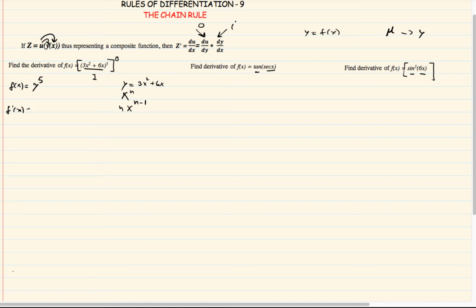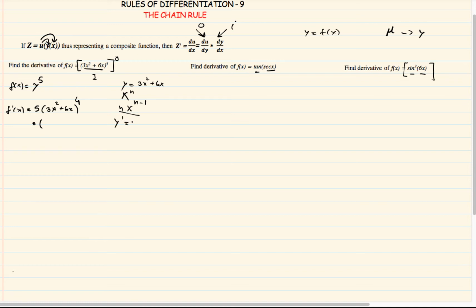F dash of x is equal to the derivative of the outer function. The outer function has power 5, which means our n is 5 using this power rule. So what we do is 5 into the original function, 2x squared plus 6x raised to 4, because we've used the power rule. And now we have to multiply this by the derivative of the inner function. So this is multiplied by the derivative of this.